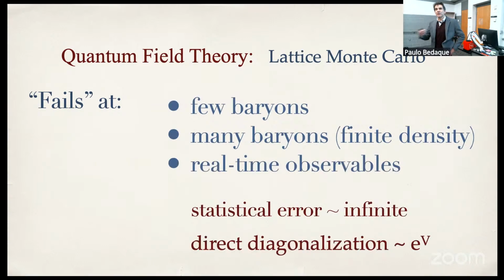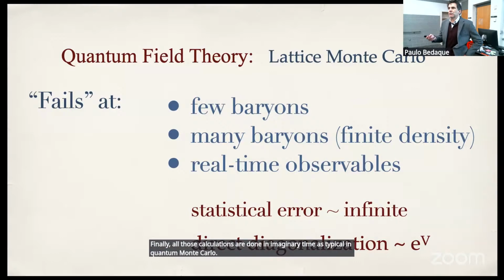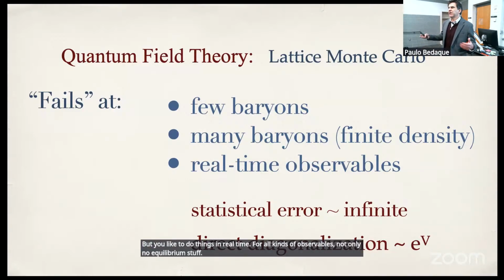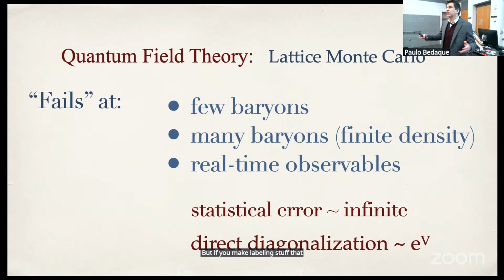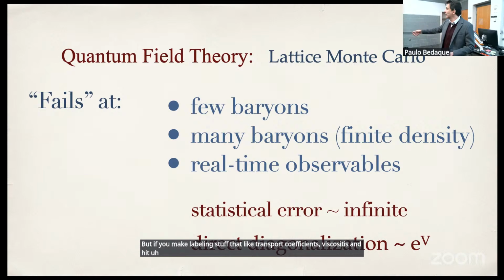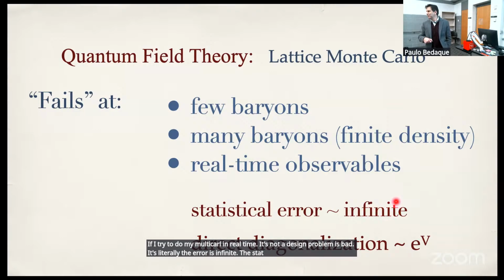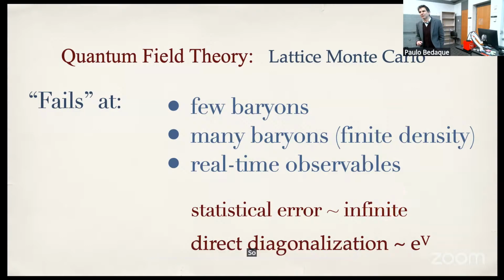Finally, all those calculations are done in imaginary time, as is typical in quantum Monte Carlo. But we like to do things in real time. There are all kinds of observables, not only non-equilibrium but even equilibrium ones, like transport coefficients, viscosity, and heat transfer coefficient, how do you call that? Conduction, et cetera. All those things depend on real-time information. If I try to do my Monte Carlo in real time, it's not that the sign problem is bad. It's literally that the statistical error is infinite. So again, it's a non-starter.